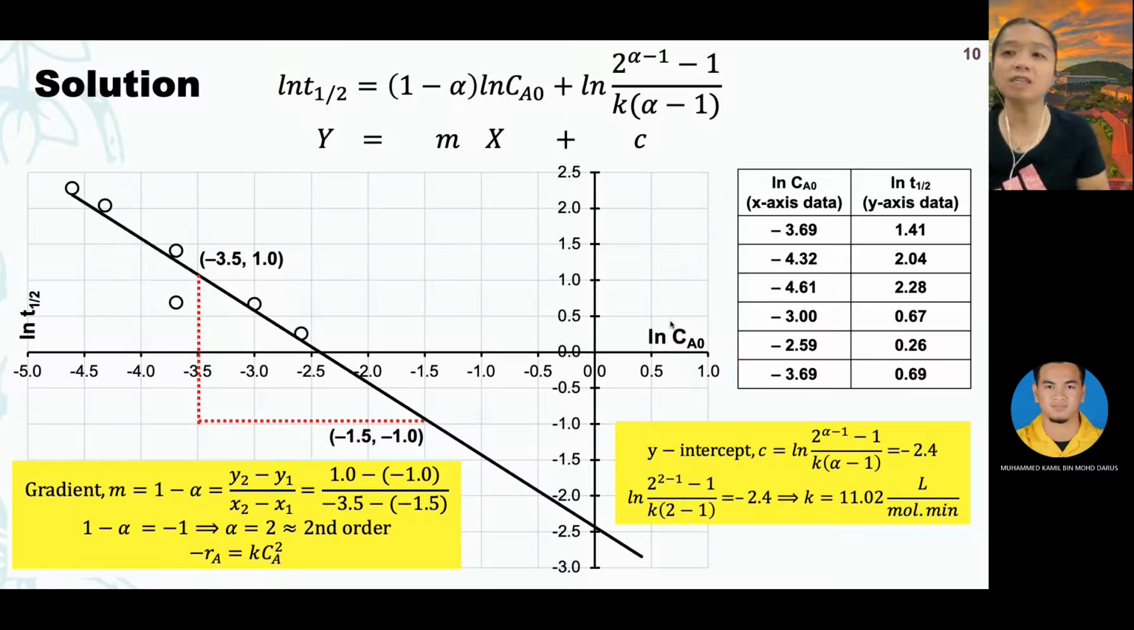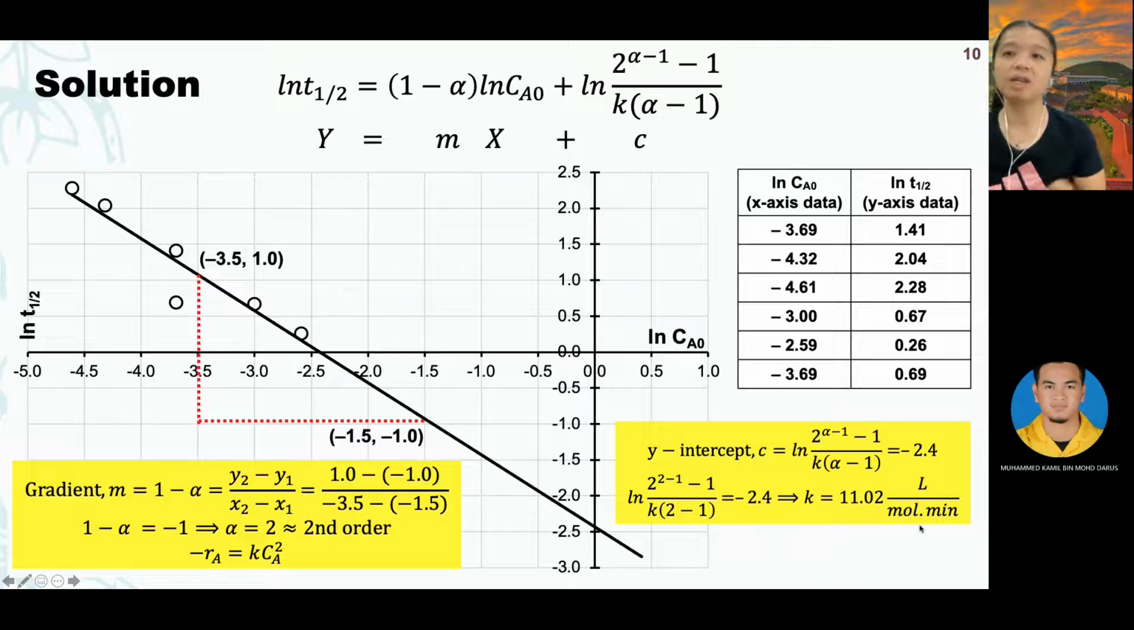Katakanlah T half kamu hour, jadilah K kamu per hour. Okay. However, dalam case ni dia adalah second order. So kalau second order, the dimension of K is 1 per concentration time. Katakanlah concentration kamu mol per liter. So 1 per concentration time jadi liter per mol minute.